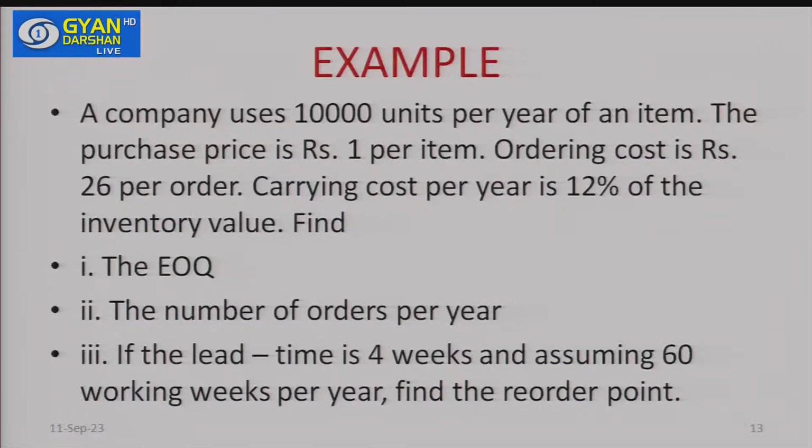Now we are coming to a very small example. A company has a demand of 10,000 units per year. Purchase cost or item cost is rupees 1. Ordering cost is rupees 26 per order. Carrying cost or holding cost is 12% of the inventory value. Now we have to find the economic order quantity, the number of orders per year, and if the lead time is 4 weeks, assuming 50 working weeks per year, then we have to find the reorder point.